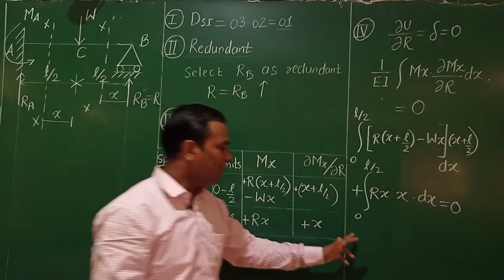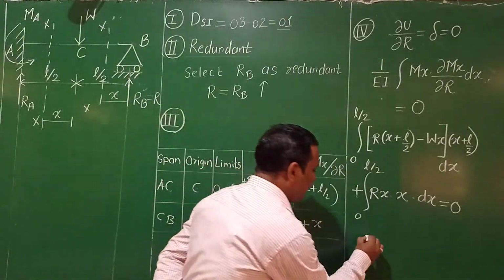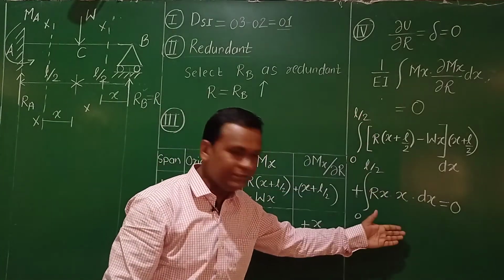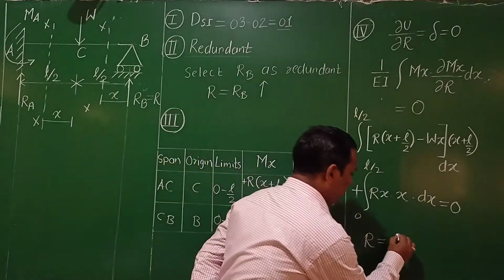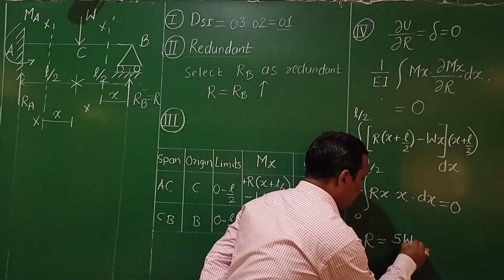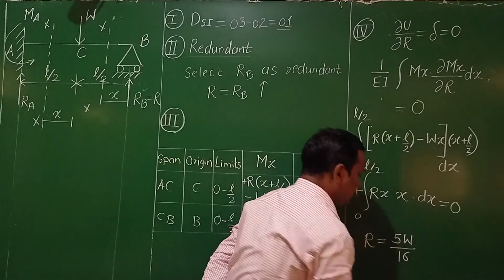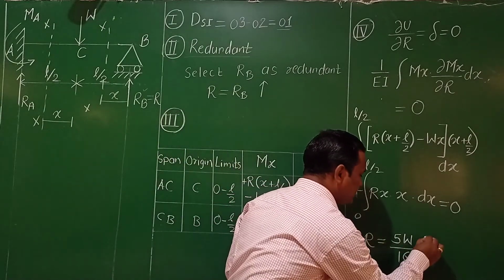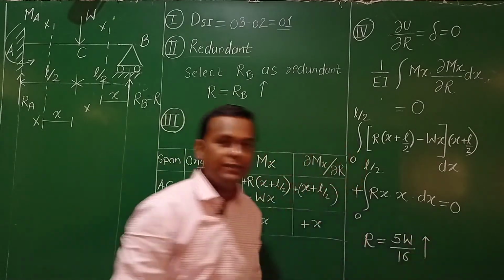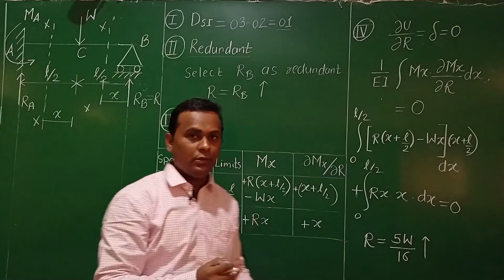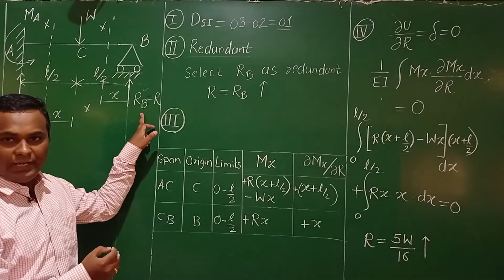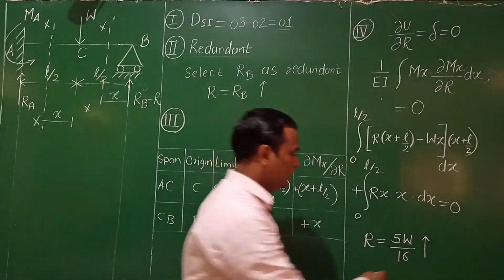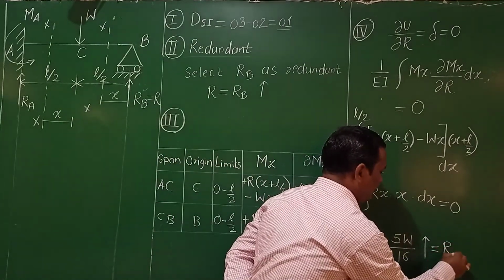So therefore, when you solve all these steps in detail, you will finally get R equal to 5W upon 16. Here you get a plus sign, which means it is upward in this case. So our assumed direction of R is the same, hence it is upward. Here you can say it as RB.